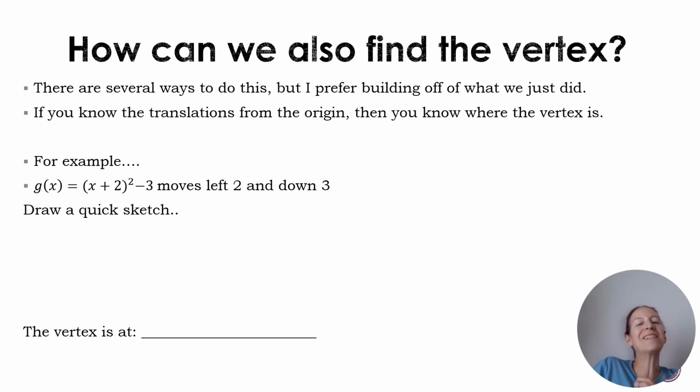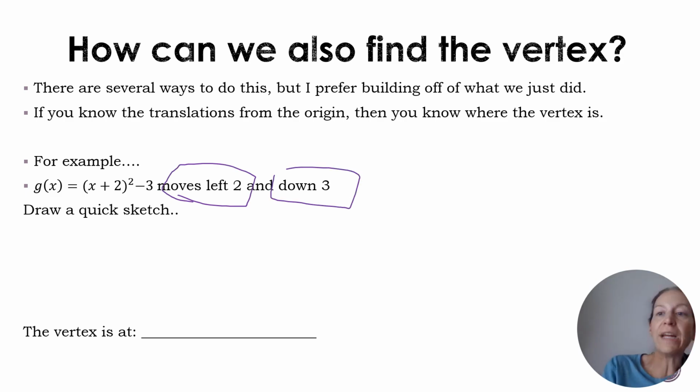All right, now this is a little bit of a sidetrack, but how can we also find the vertex? The way that we're looking at these parabolas is in something called vertex form because it shows you the vertex. There are several ways to do this, but I prefer building off what we just did. If you know the translations from the origin, then you know where the vertex is. This is how I would tell students that are new to this to do it. If you have the function g of x equals x plus 2 all squared minus 3, you would say to yourself, okay, that moves left 2 and down 3. So we're literally building off of what we just did.